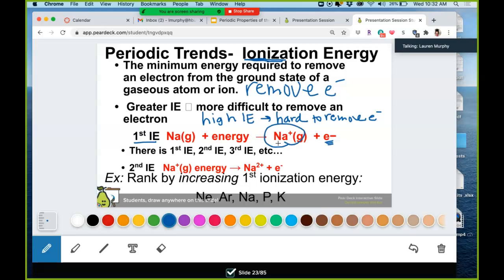And then you could take this cation and keep putting in energy to try to rip a second electron off. That's why this is called second ionization energy. And if you rip another electron off, you become plus 2, and so forth, and so forth, okay?